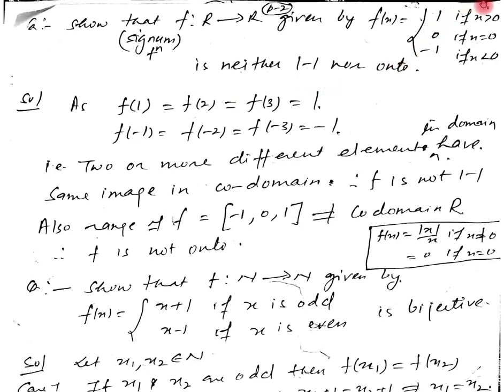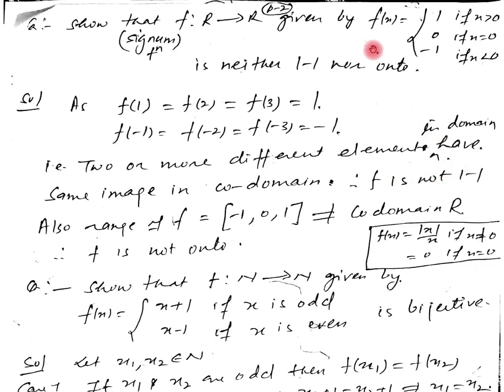Now as it is clear from the function, for x greater than or equal to 0, the image of each element is equal to 1. Therefore f of 1, f of 2, f of 3, for all x greater than or equal to 0, the value is equal to 1. And for x less than 0, it means f of minus 1, f of minus 2, and f of minus 3 equal to minus 1. It means different elements have the same image. So we can say that the function is not a one-one function.